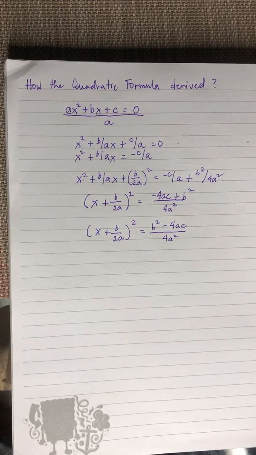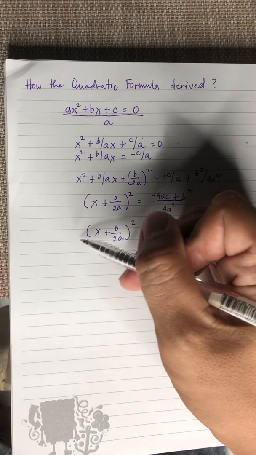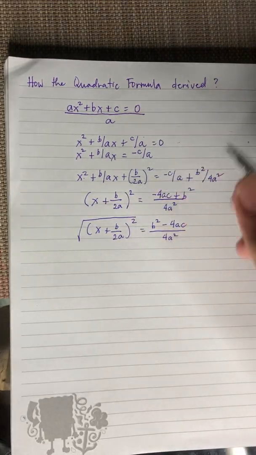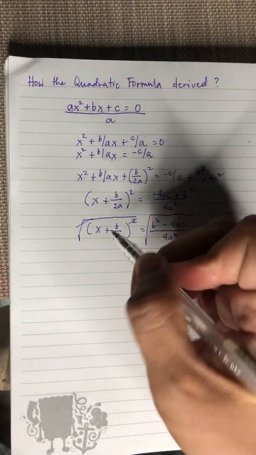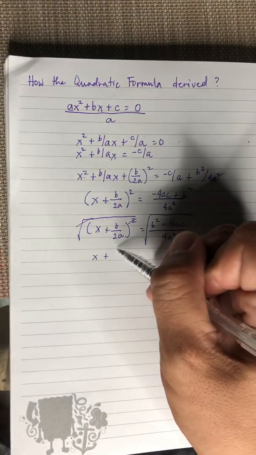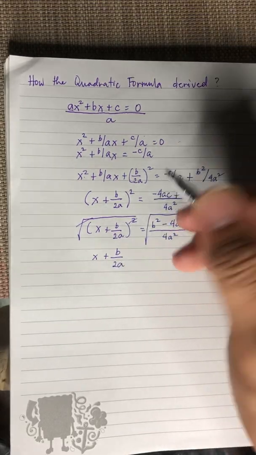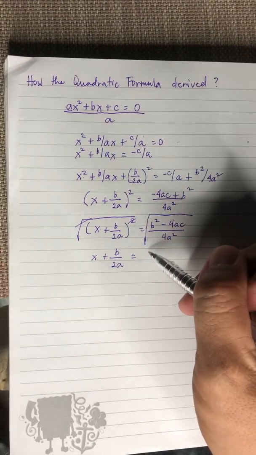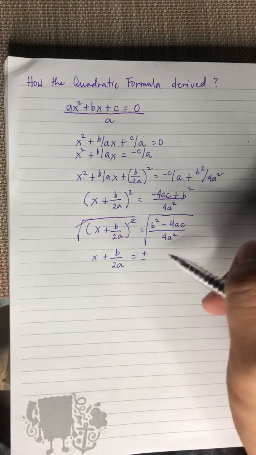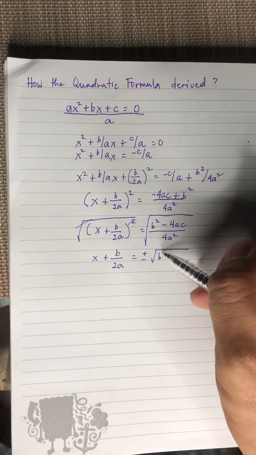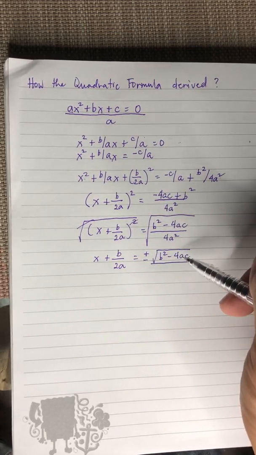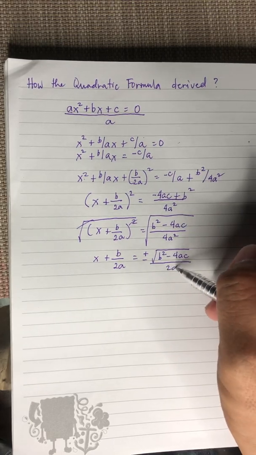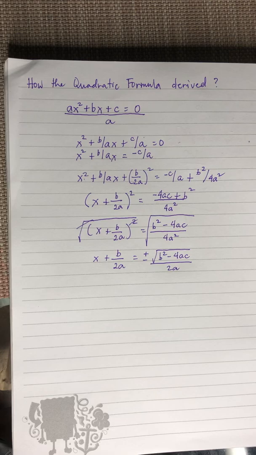And then the next step is we find the square root of both sides of the equation. So we take the square root of both sides, and we just cancel this. That becomes x plus b over 2a equals plus or minus the square root of b squared minus 4ac all over the square root of 4a squared, that is 2a.